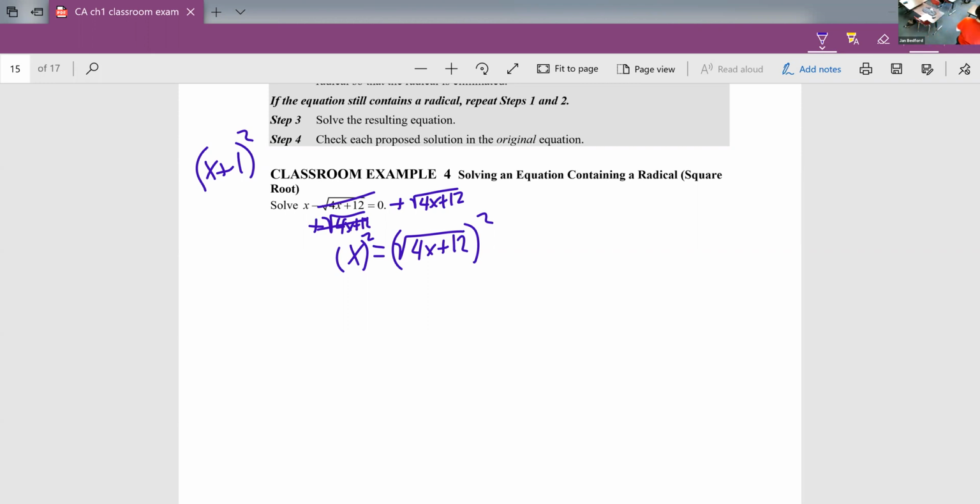Now, this one's just x over here. So when I square x, would you agree that's x squared? And what happens when you square the square root? They cancel out, and you're just left with what on this side?